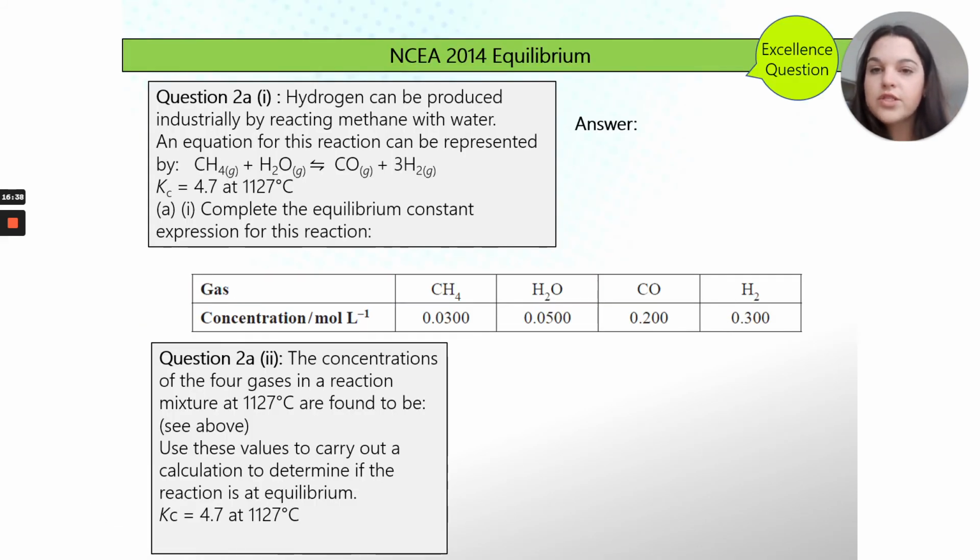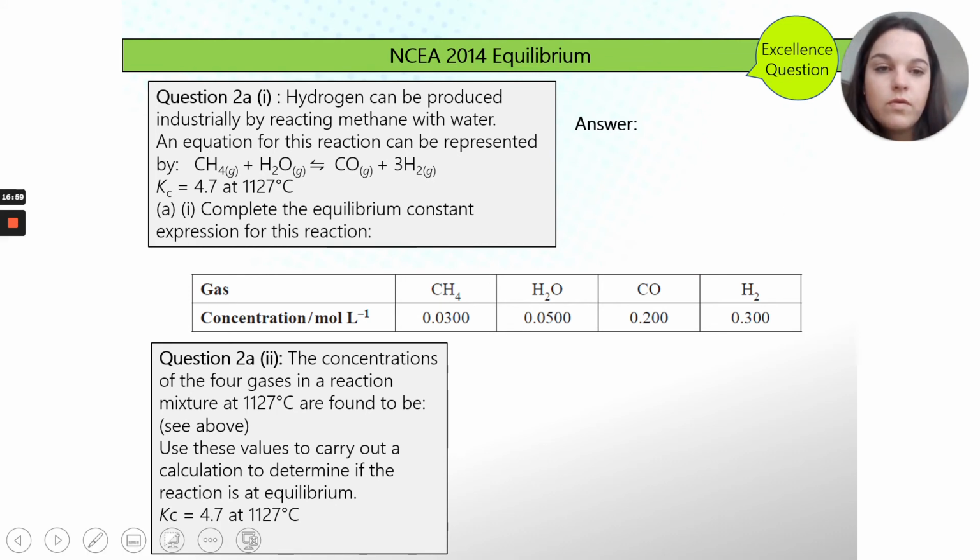Okay, here's another question here. Hydrogen can be produced industrially by reacting methane with water. An equation for this reaction can be represented by this here. The Kc is 4.7 at 1127 degrees Celsius. Complete the equilibrium constant expression.